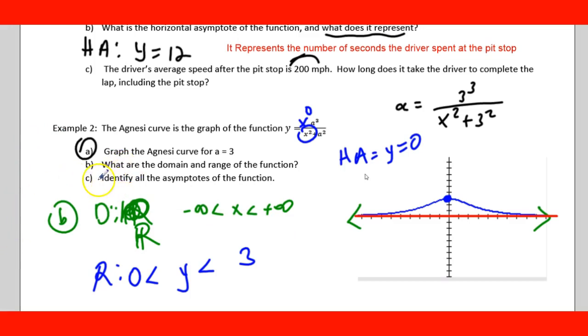All right, and then finally, part C, it says identify all the asymptotes. Well, we just did that, right? The horizontal asymptote is y equals 0. Again, you have x squared at the bottom, and there's no x at the top, so you could put a placeholder there and say x is 0. The degree is larger at the bottom than at the top, so therefore the horizontal asymptote is y equals 0. Okay.